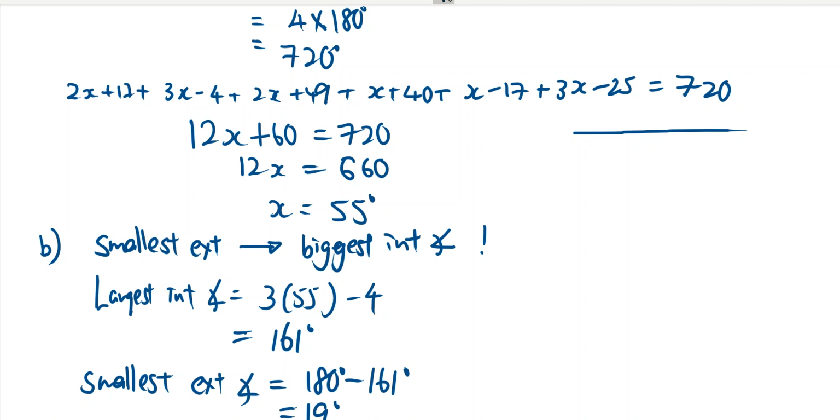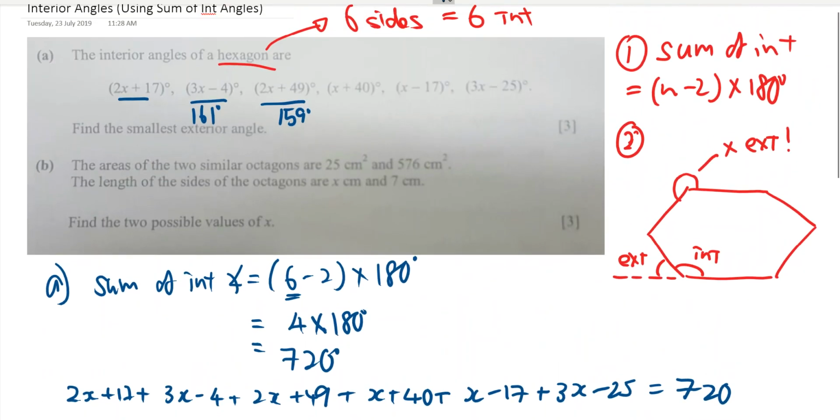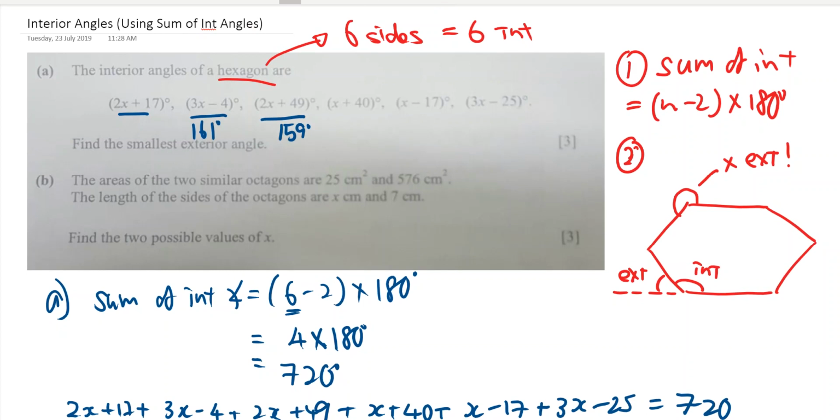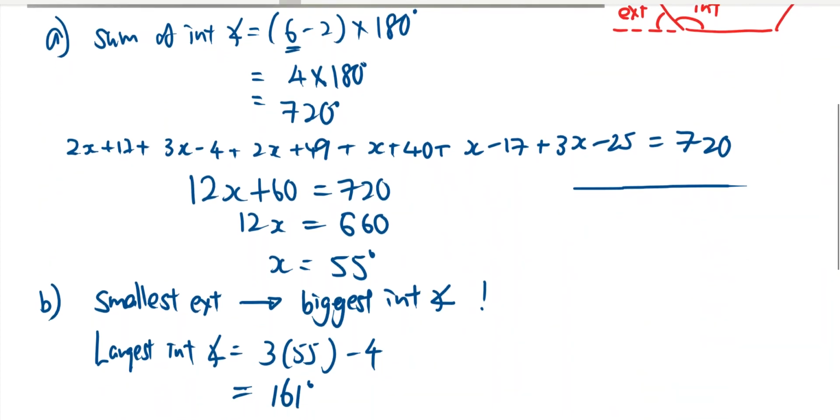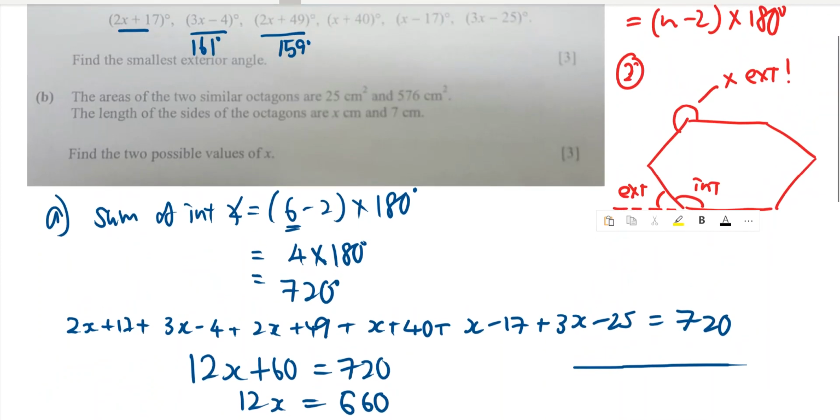So remember, a lot of students forget this: n minus 2 times 180 degrees. This is the sum of interior angles formula that you have to know when you approach Sec 4, even though it is done in Sec 1.